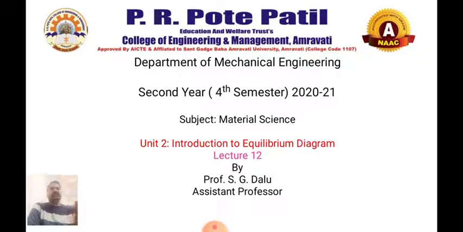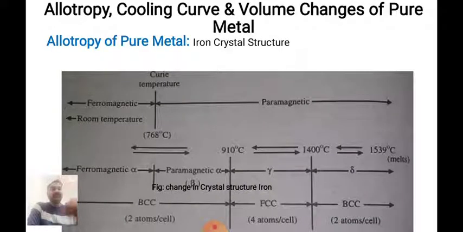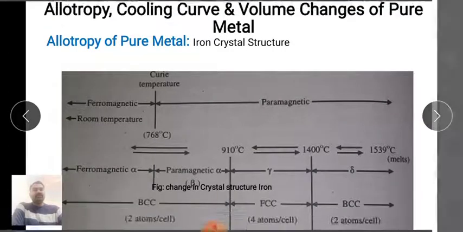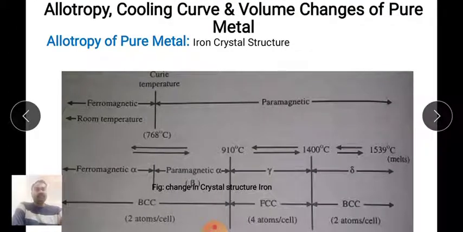Next we will have to study the allotropy of a pure metal. In the allotropy of a pure metal, some portion we have already studied. The figure shown here is divided into three sections. Here we can observe that between room temperature and 910 degrees Celsius, there is alpha ferrite, which is in BCC structure containing 2 atoms per unit cell.